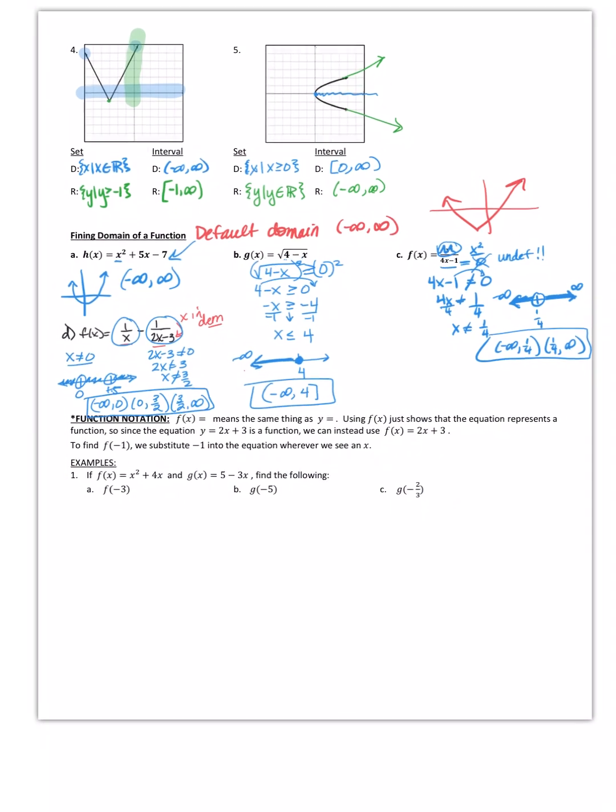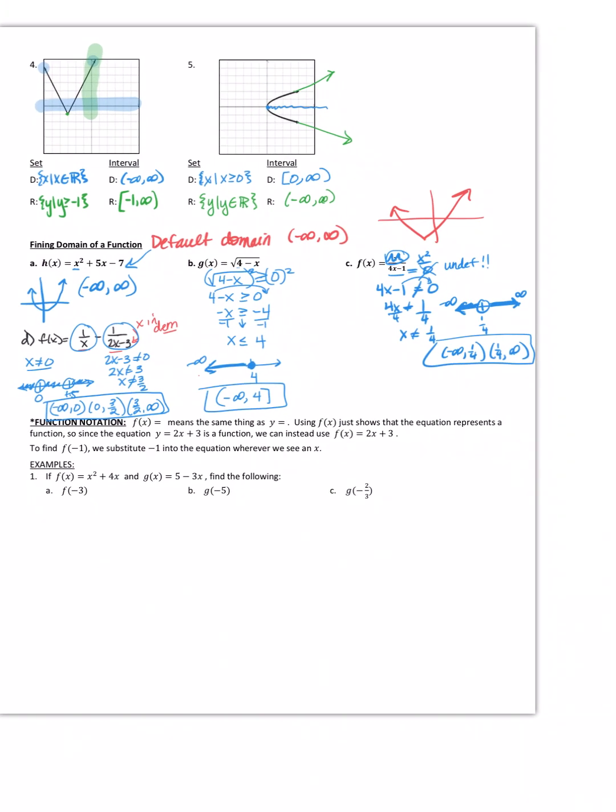Now lastly, function notation. f of x just means the same thing as y equals. If we use f of x, it just shows that the equation represents a function. So since the equation y equals 2x plus 3 is a function, we can instead write it as f of x equals 2x plus 3. So to find f of negative 1, we substitute negative 1 into the equation whenever we see an x. So if you ever see the directions evaluate, that means to substitute.